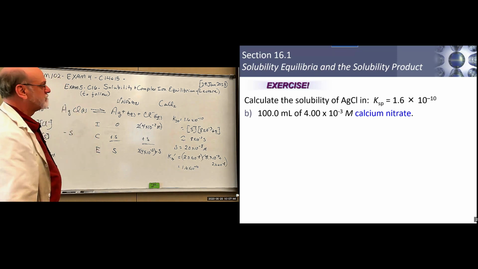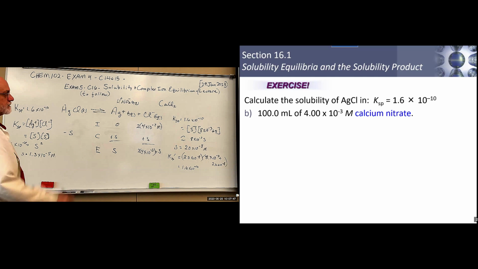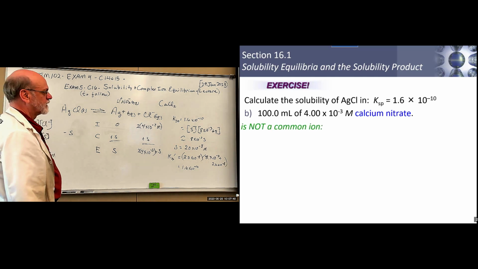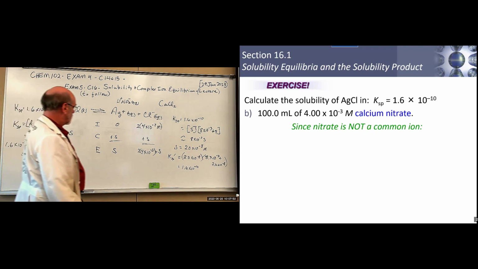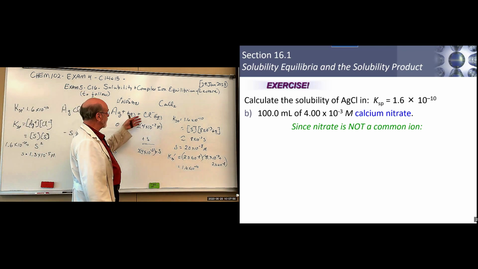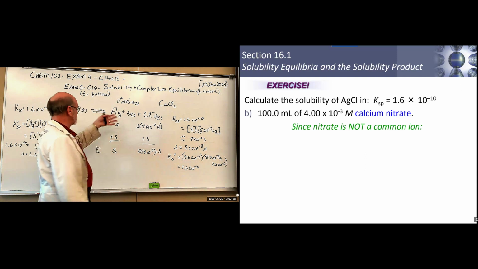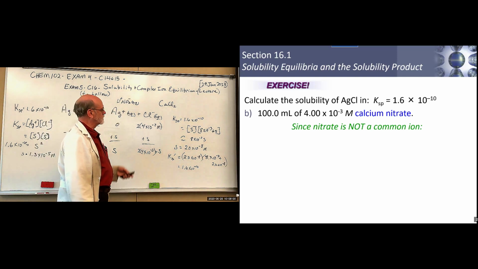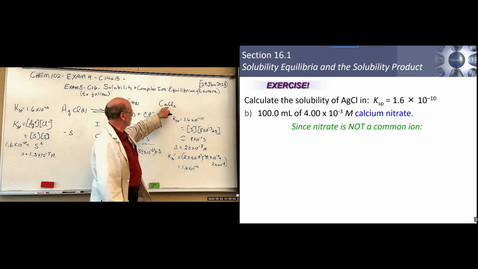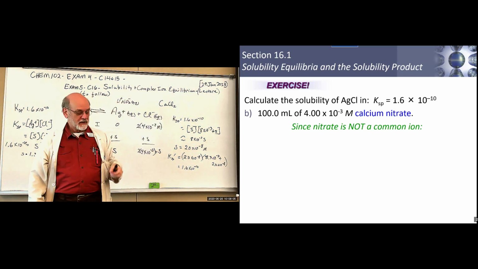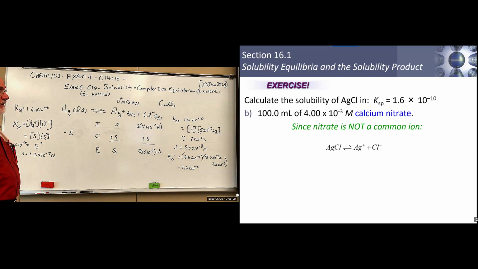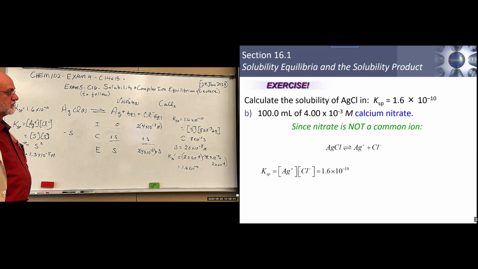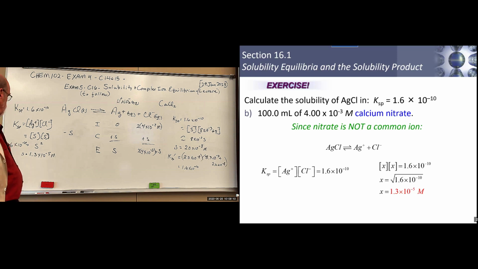Okay, how about calcium nitrate? If we have that calcium nitrate instead of calcium chloride, well, nitrate is, we've already decided it's not going to affect that. And where does calcium fit in? Well, calcium chloride is soluble too, right? We did one with calcium chloride. So calcium nitrate is not going to affect the equilibrium at all. So that just means we're back to pure water.